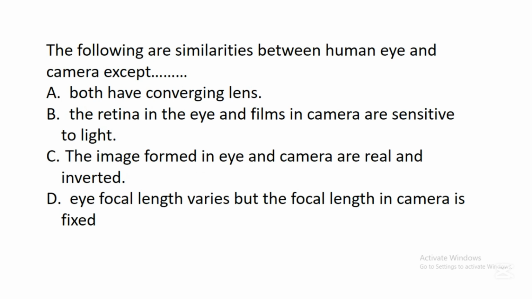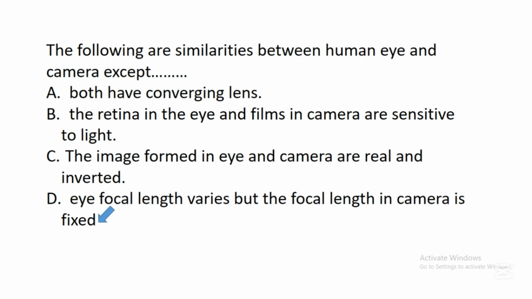The next question says, the following are similarities between human eye and camera except dash. A. Both have converging lens. B. The retina in the eye and films in camera are sensitive to light. C. The image formed in eye and camera are real and inverted. D. Eye focal length varies, but the focal length in camera is fixed. In this question, the correct answer is D. Eye focal length varies, but the focal length in camera is fixed.